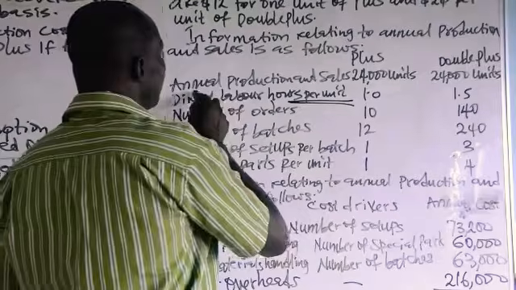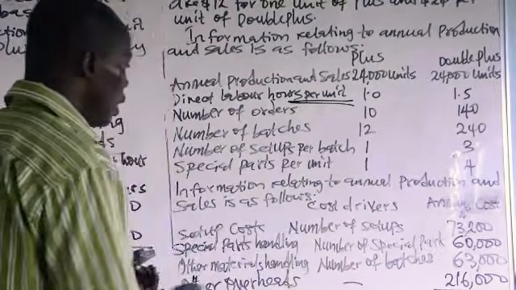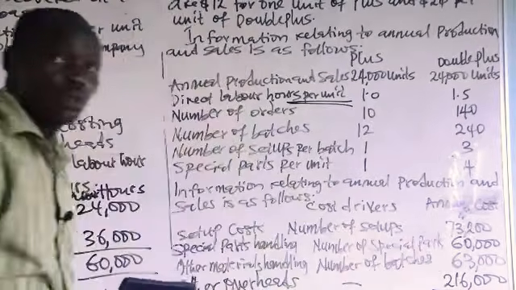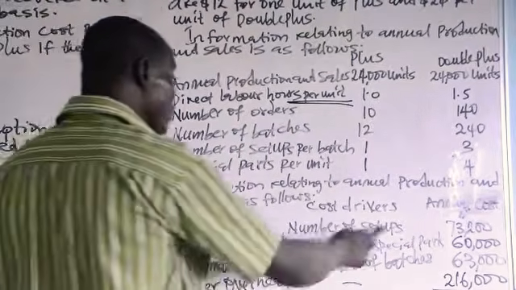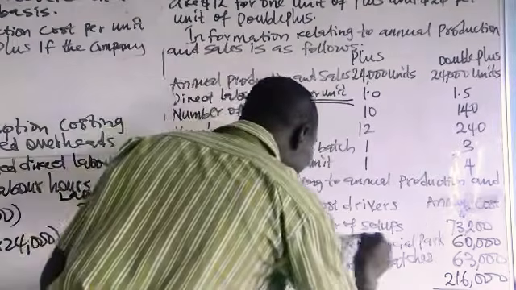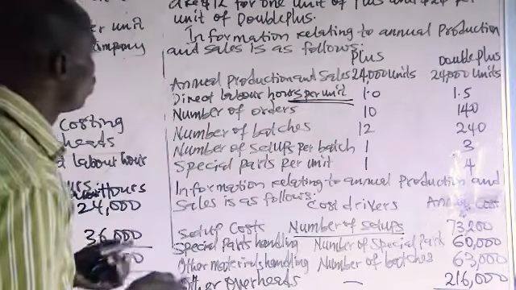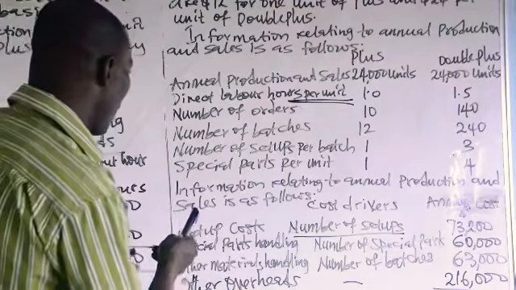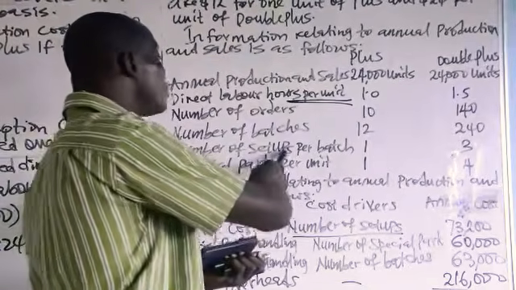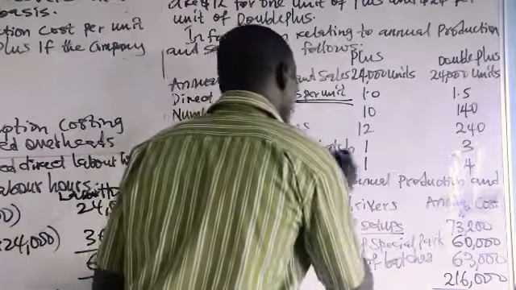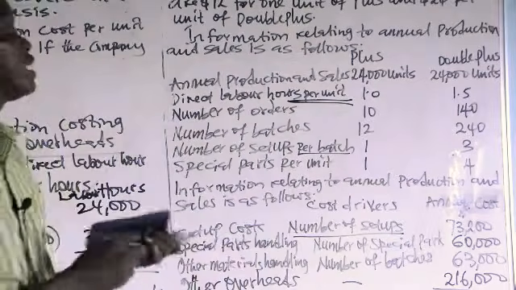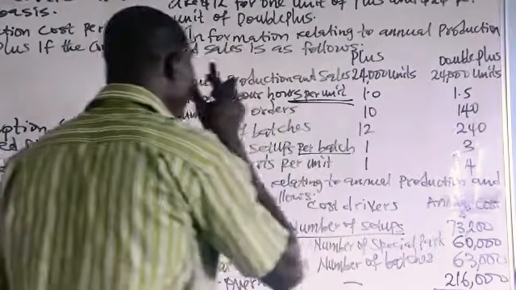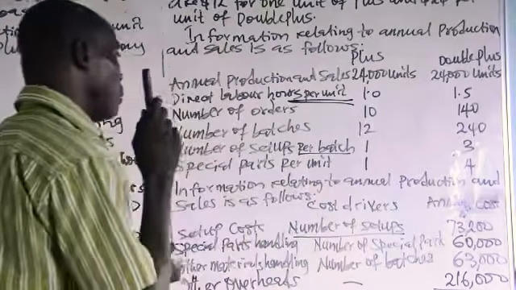Now, we are given the annual production. If you look at the cost, the first cost is setup cost, and that is $73,200. The possible cost driver for the setup cost is number of setups. You go back to the number of setups. What do you have there? The number of setups you are given here is per batch, not just number of setups. Since it is per batch, you will need to multiply by the number of batches.